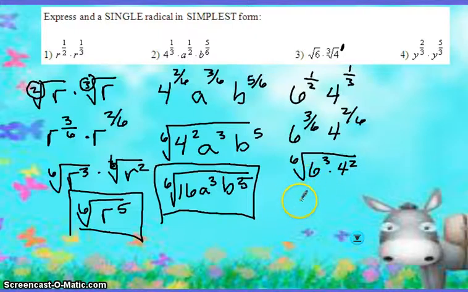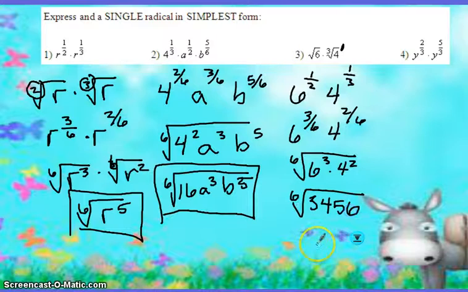You can multiply that out, and the 6th root of 3,456. From there, you would want to reduce it if possible. Once you tree this all out, you will see you can pull a 2 out, and this would become the 6th root of 54.